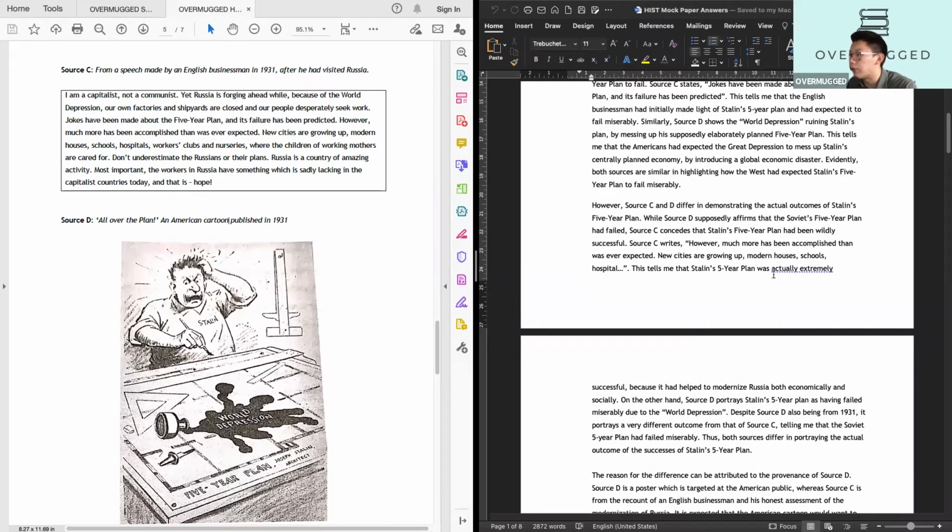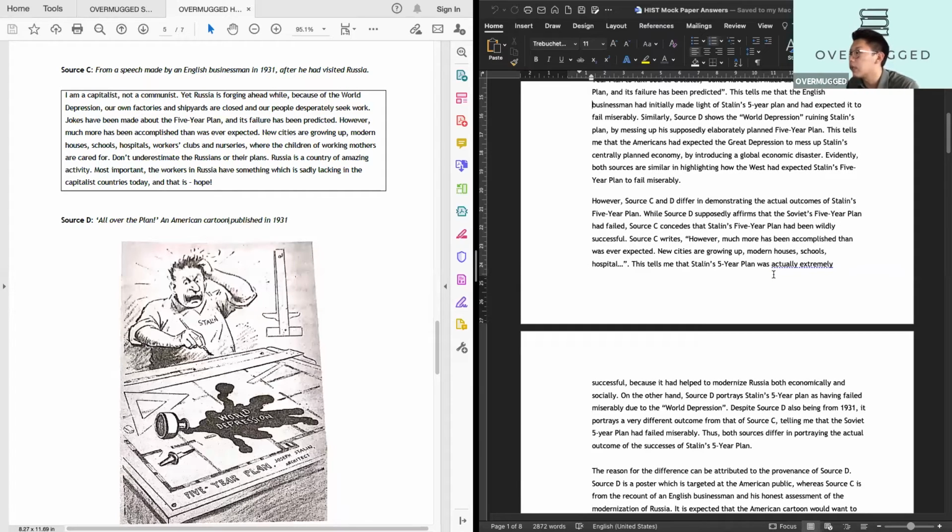And then I'll move on to elaboration. This tells me that Stalin's 5-year plan was actually extremely successful because it helped to modernize Russia both economically and socially. On the other hand, source D portrays Stalin's 5-year plan as having failed miserably due to the World Depression. Despite source D being from 1931, it portrays a very different outcome from that of source C, telling me that the Soviet 5-year plan had failed miserably. Thus, both sources differ in portraying the actual outcome of the successes of Stalin's 5-year plan.